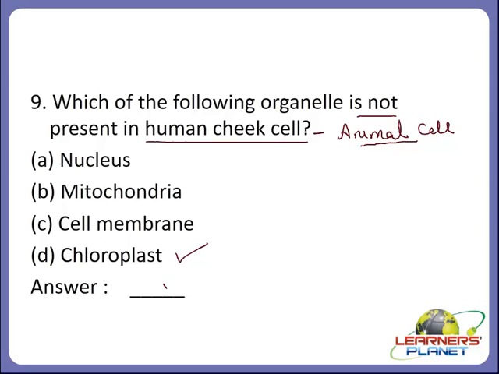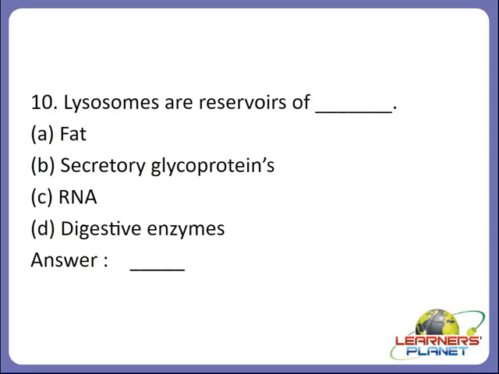Where is chloroplast present? In the plant cell, and they participate in which function? In photosynthesis. Why? Because of the presence of chlorophyll pigment in its thylakoid membrane. Now let us look at the next question.